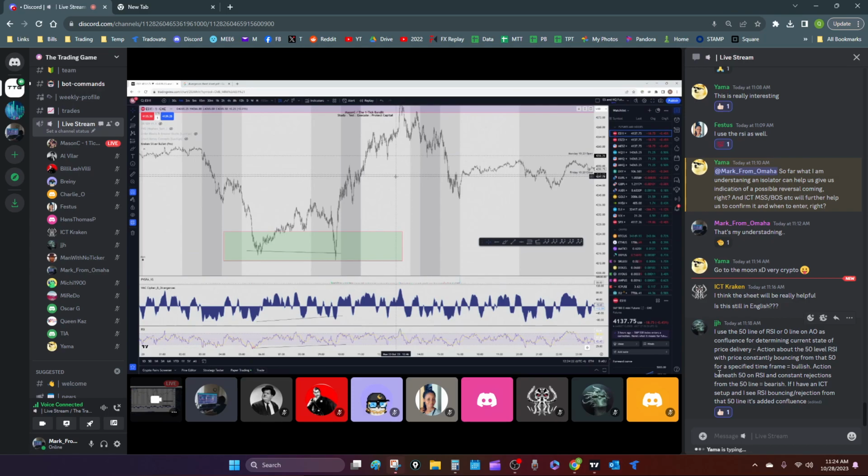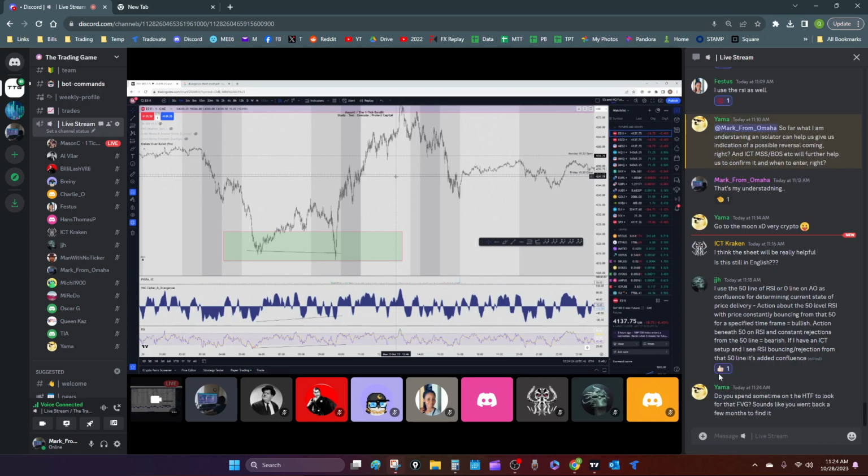Confluence. Perfect. JJH, that is exactly what I love to hear about folks that use divergences or the RSI. They have found a way to find further confluence with their trading to give them further confidence in the move happening, or taking a trade after the move has happened.